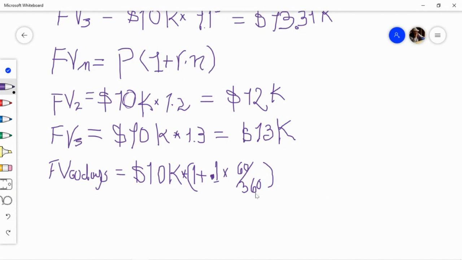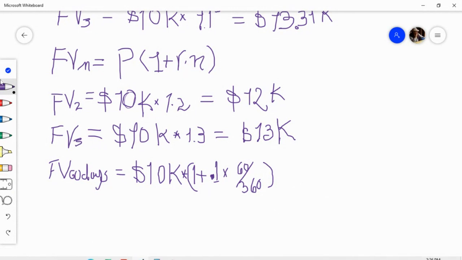Then you might wonder, why? Isn't 1 year 365? That's called the exact interest year. And in the financial market, there are two types of years. One is the ordinary interest year. An ordinary interest year is 360, and the exact interest year is 365. So this is how simple interest rate works.